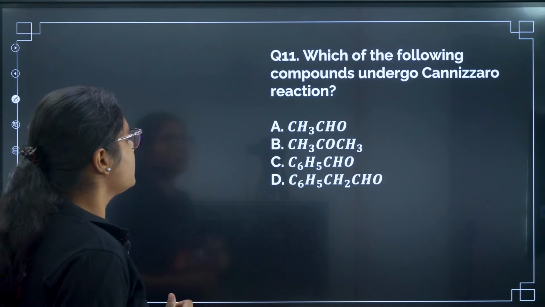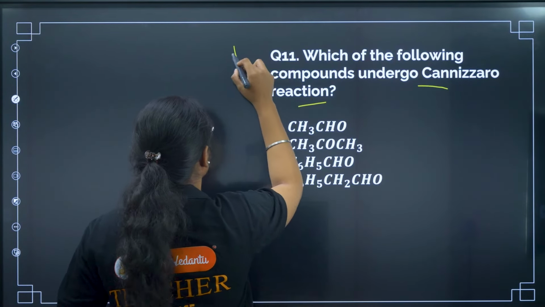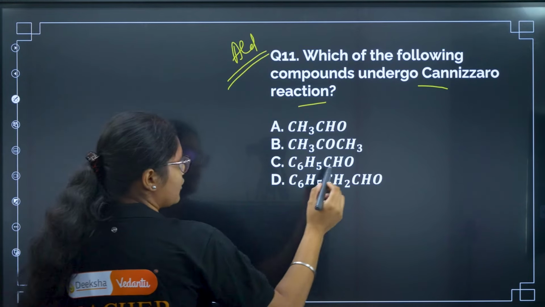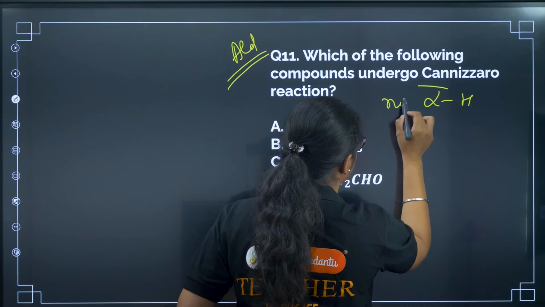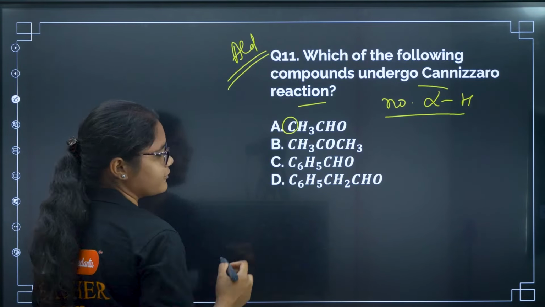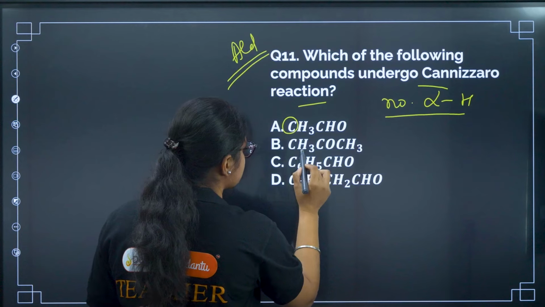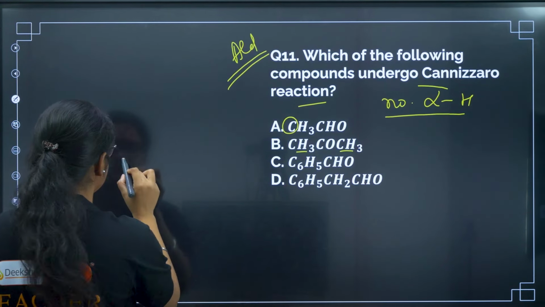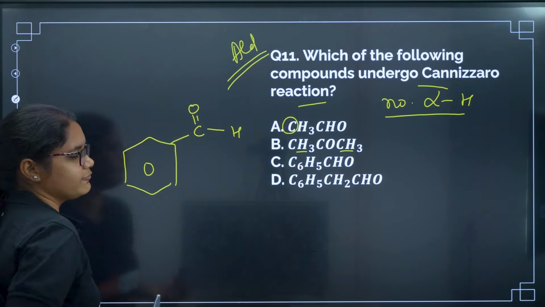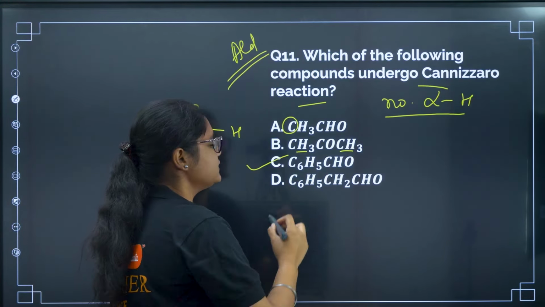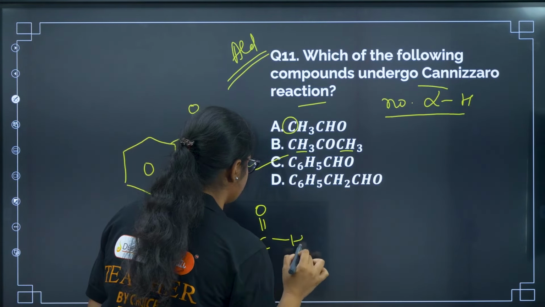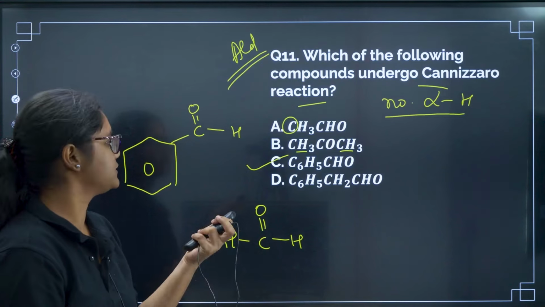Okay, next, which of the following compounds undergo Cannizzaro reaction? Again from the aldehydes chapter. What is the condition for Cannizzaro reaction? It should not have any alpha hydrogen. You can see in this compound we have an alpha hydrogen here. In this structure also we have 6 alpha hydrogens. But if you see this structure, benzaldehyde, it doesn't have any alpha hydrogen, right? So the correct answer for this question is option C. Formaldehyde and benzaldehyde are other compounds which undergo Cannizzaro reaction.